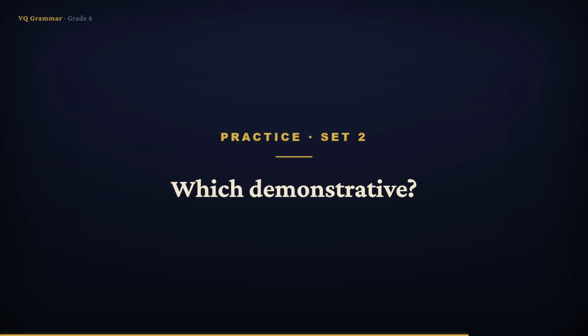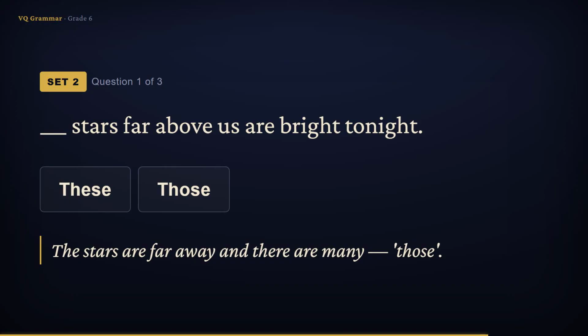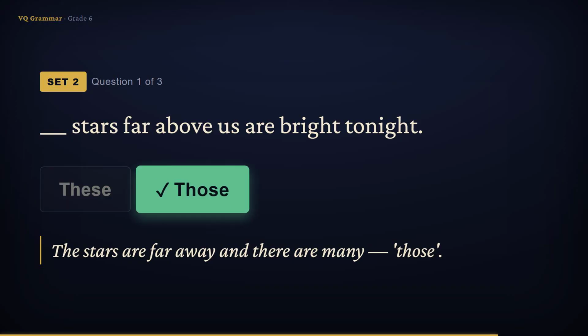Now for demonstratives. Read each sentence, think about near or far and one or many, and pick the right pointing word. Pause and try each before I answer. Blank stars far above us are bright tonight. The stars are far away, way up in the sky, and there are many of them. Far plus many gives us those, so the answer is those.